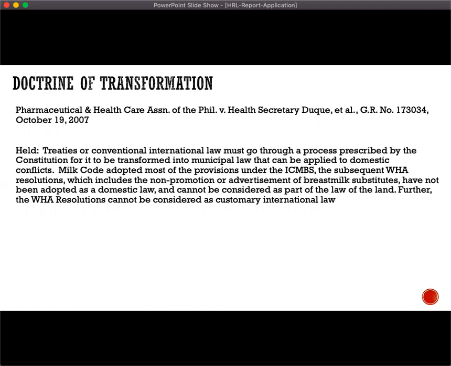So the Milk Code adopted most of the provisions from the ICMBS and the World Health Assembly resolutions, which include the non-promotion or advertisement of breast milk substitutes. So it has not been adopted as a domestic law, and it cannot be considered as part of the law of the land. Further, the WHA resolutions cannot be considered as customary international law.